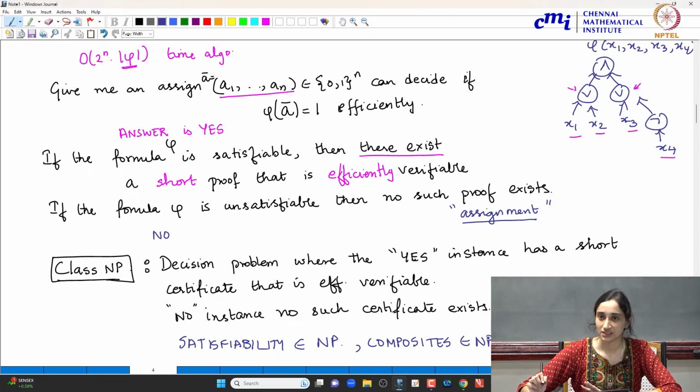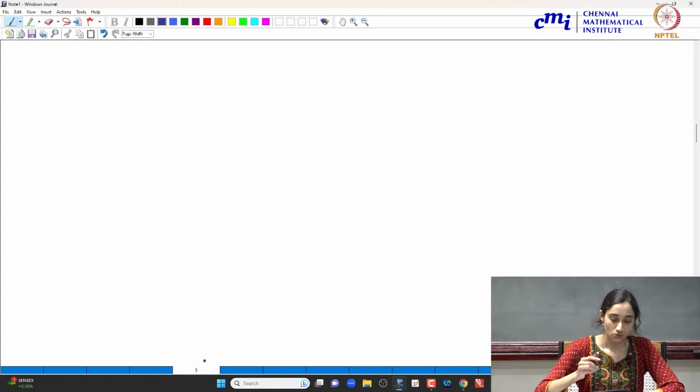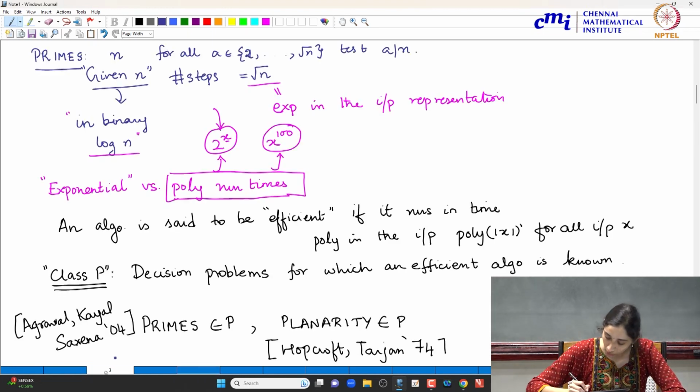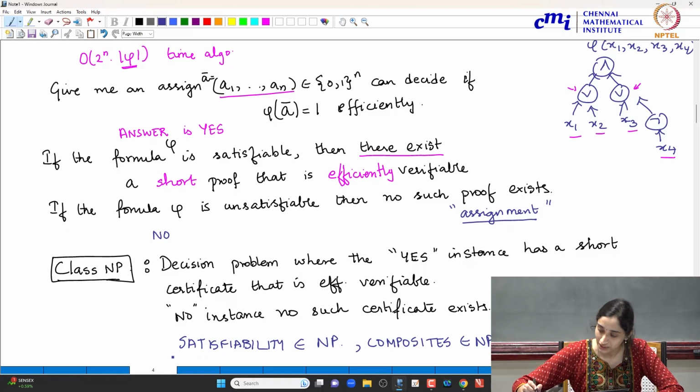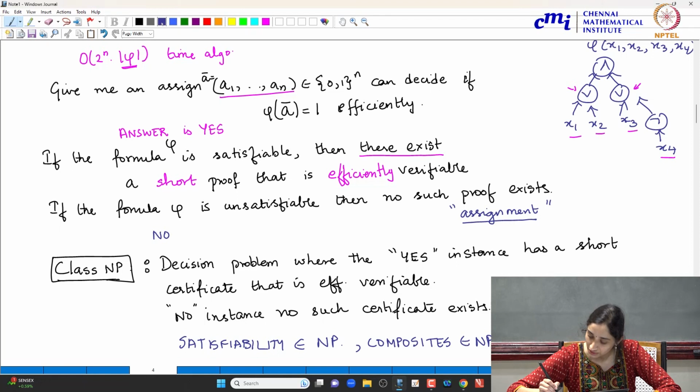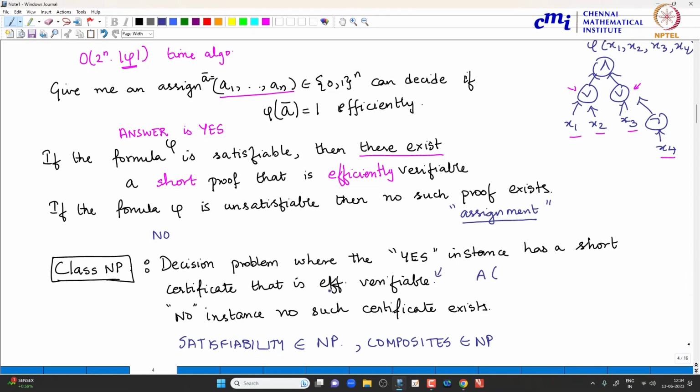Is that okay? Makes some sense, right? Okay, so if I look at problems for which there is an efficient algorithm and problems for which this property is true, what does this mean? This means that there is an efficient algorithm, let's call this A. When I say efficiently verifiable, it means that there is an algorithm that can efficiently verify, when presented with the input and this short certificate, it will say yes or no. It will accept or reject.